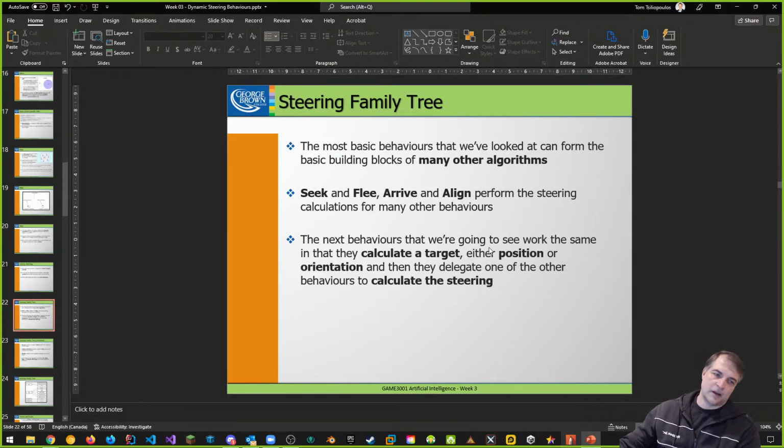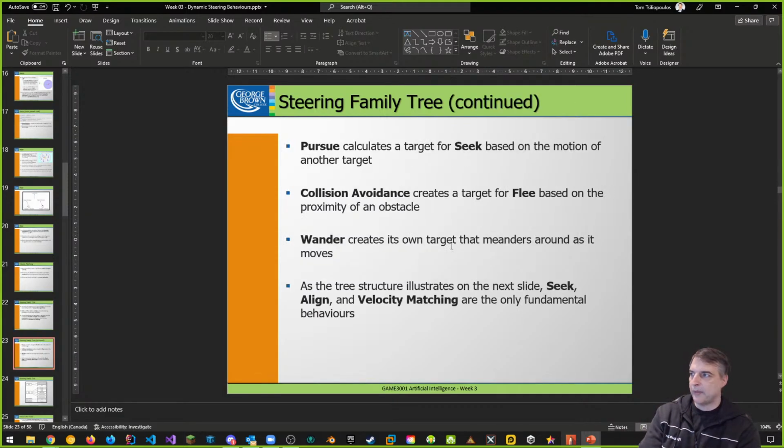Let's talk about something called the steering family tree. The most basic behaviors are the ones that we can build upon, almost like a foundation. They're very basic, and we can combine them with other behaviors to make them more interesting. So seek, flee, arrive, and align, things that we've talked about already, are the foundational behaviors. Once we have those, we can create other behaviors from them. For example, pursue, which calculates a target for seek based on the motion of another target.